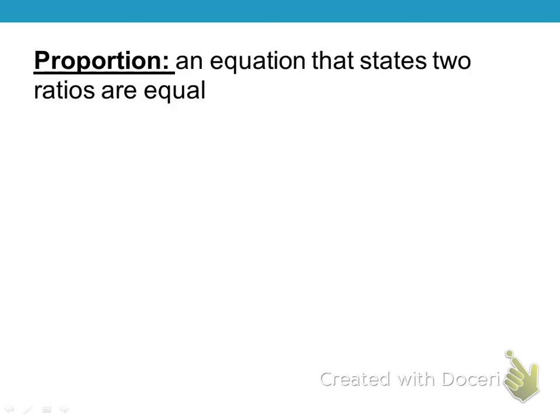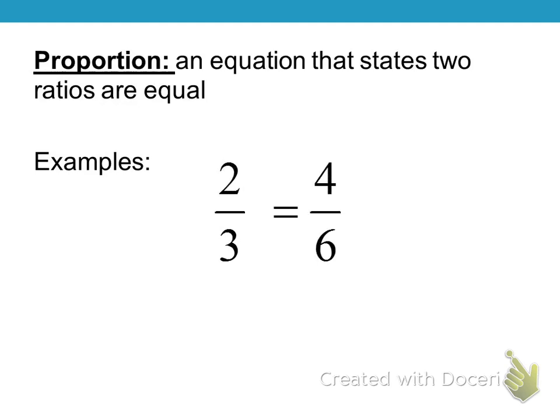Okay, so first is the definition for proportion. A proportion is an equation that states two ratios are equal. So you remember from last week, a ratio is a comparison of two numbers. Now it's two numbers set equal to each other. These are always written in fraction form. So it'll be written one ratio in fraction form equals another ratio in fraction form.